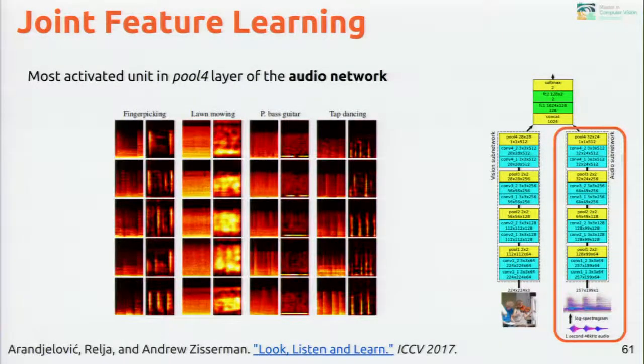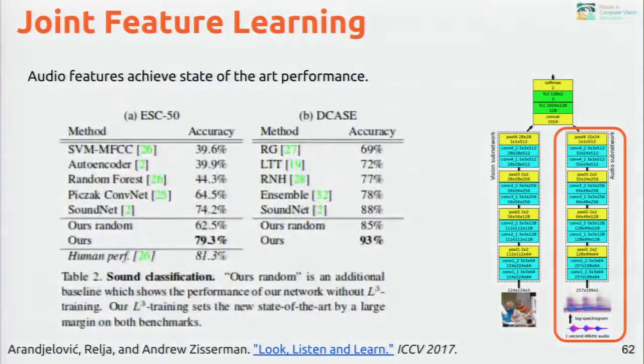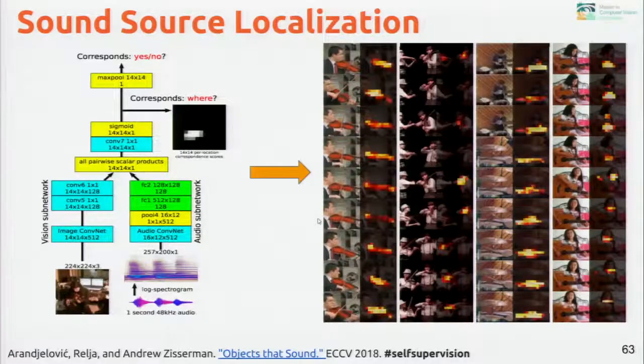And the audio features are also quite rich and they make sense for different semantics. Here, for example, they compare to SoundNet, the one we saw earlier, and the audio features in this work perform better than SoundNet. What is also interesting is that if we look at the convolutional features in this case, you can actually have a weak localization of the object that is sounding. Okay, and that's what they show here.